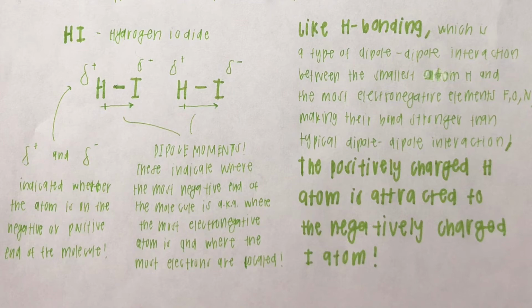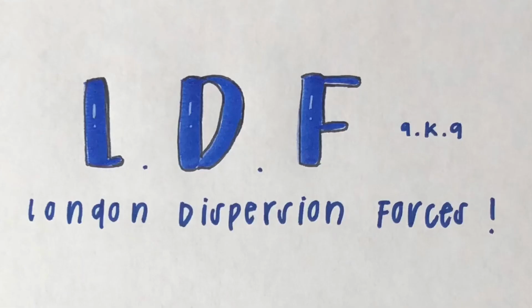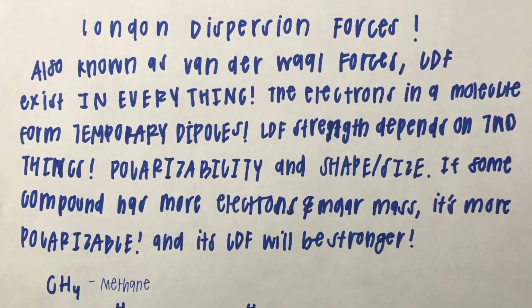These only seem to apply to polar molecules. Well, that's where London dispersion forces come in. London dispersion forces exist in everything. The electrons in a molecule form temporary dipoles, which allow for the dipole-dipole interactions to be recreated temporarily, allowing intermolecular forces to occur. LDF strength depends on 2 things.